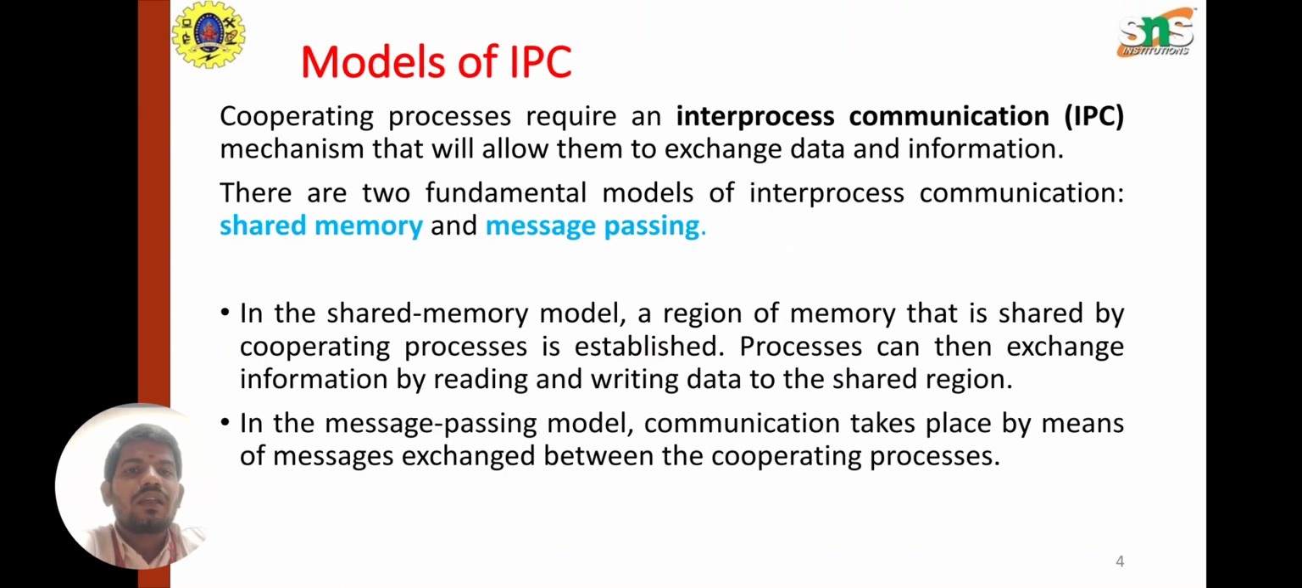Models for IPC. Cooperating processes require an interprocess communication mechanism that will allow them to exchange data and information. There are two fundamental models of interprocess communication: shared memory and message passing. In the shared memory model, a region of memory that is shared by cooperating processes is established, and processes can exchange information by reading and writing data to the shared region. In the message passing model, communication takes place by means of messages exchanged between the cooperating processes.